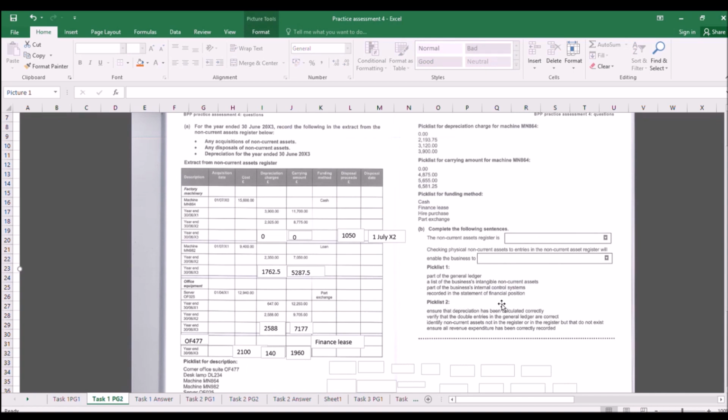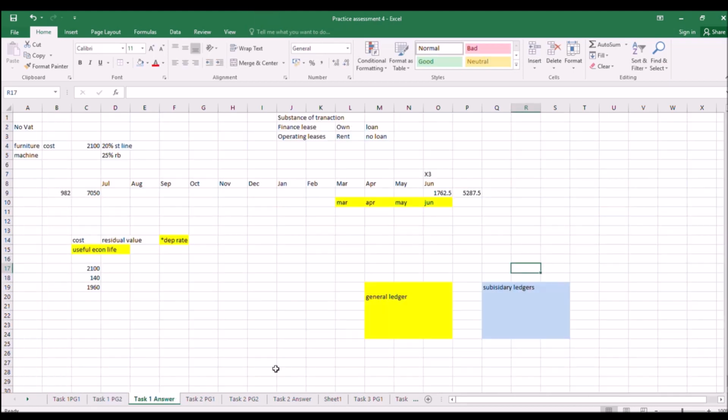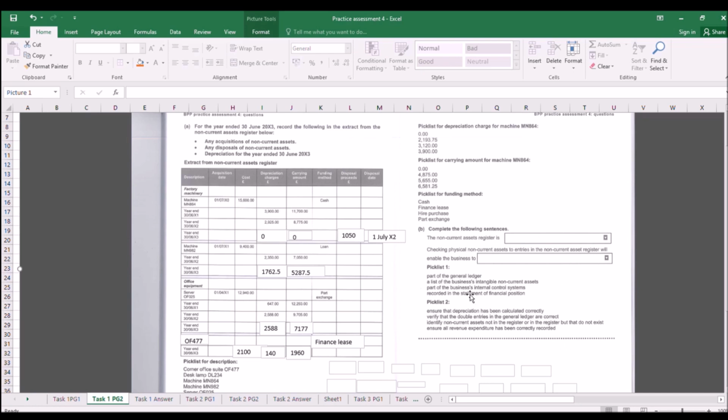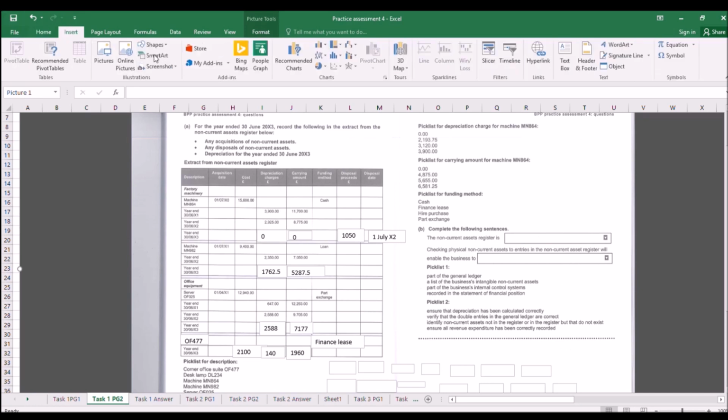Recording the statement of financial position. No, it's definitely not, because the statement of financial position would come from the general ledger, well, the trial balance generated from the general ledger, so it's definitely not that one. So it's number 3. There we go.